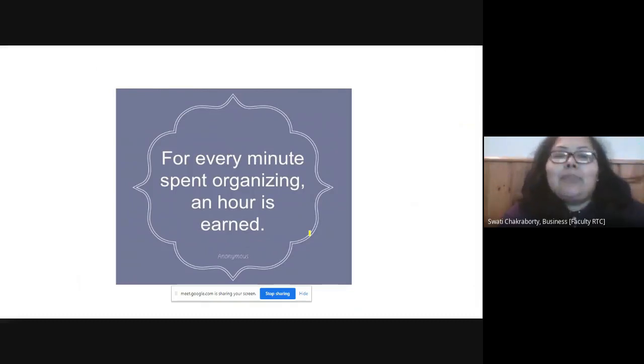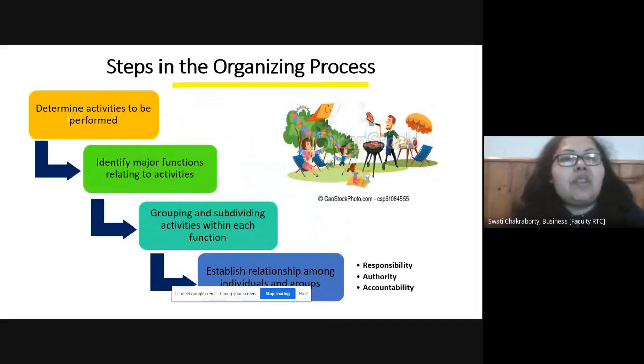You spend less time. The different steps in the organizing process: first is to determine the activities to be performed. Second, once you determine the activities, identify the major functions related to these activities. Then we group and subdivide the activities based on the different functions, and then we establish relationships amongst individuals and groups. So responsibility, authority, and accountability come into play.